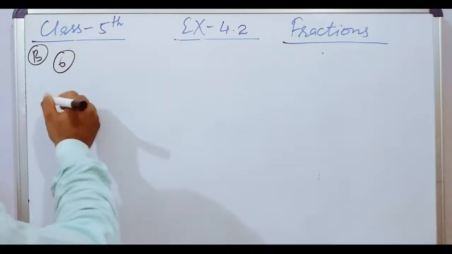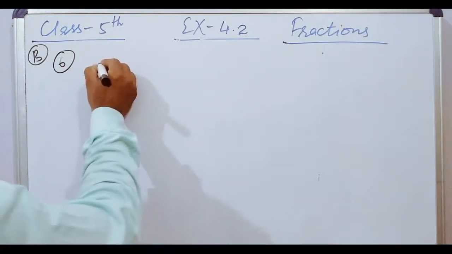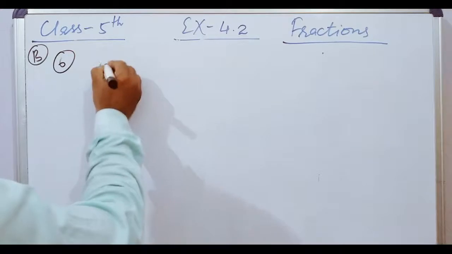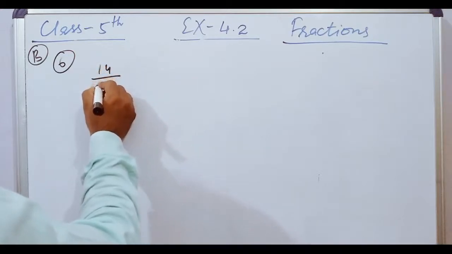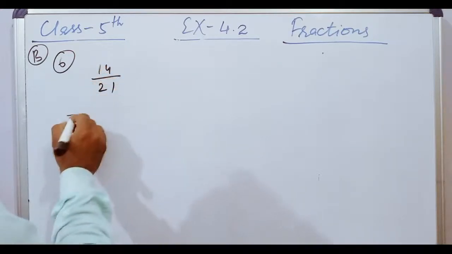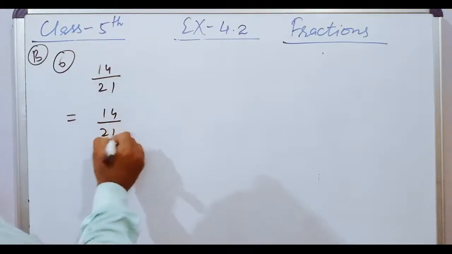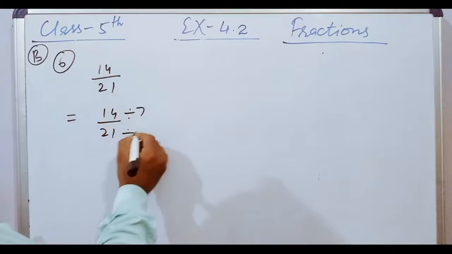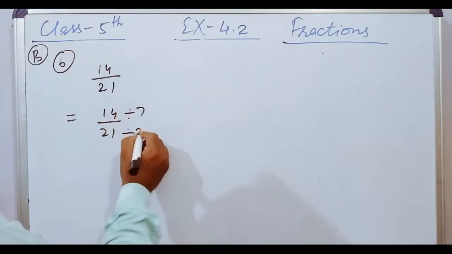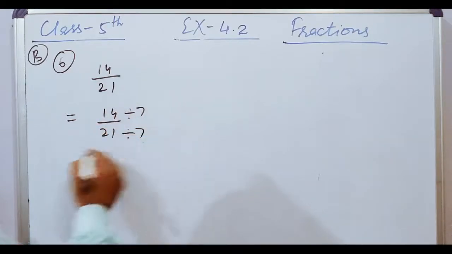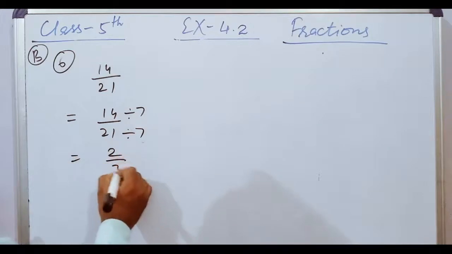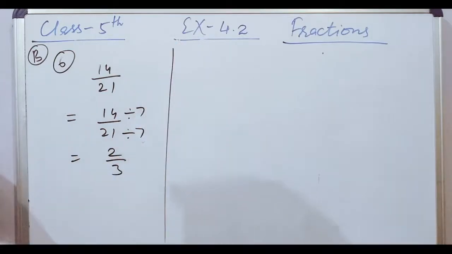So it is 14 upon 21. So divide by 7, up and down. 7 2s are 14, 7 3s are 21. Okay, by 7 you divide. 7 2s are 14, 7 3s are 21.